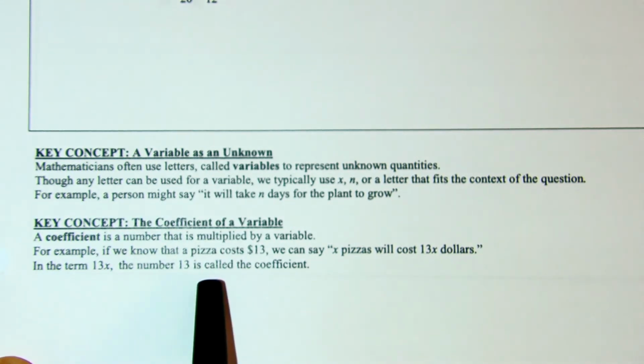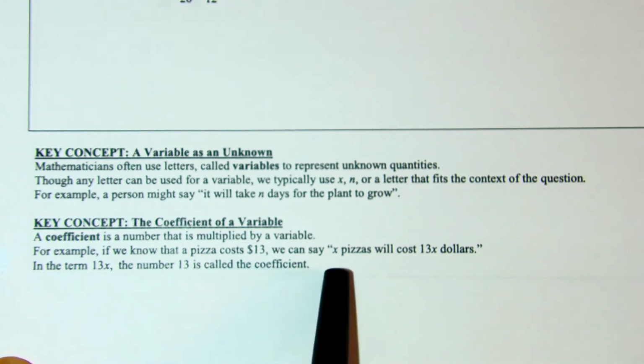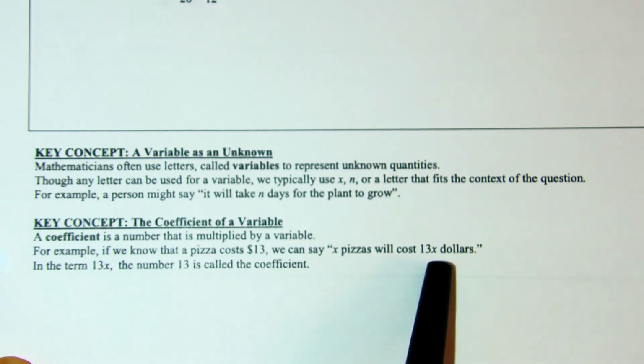Down here, coefficient. A coefficient is when you're multiplying a number by a variable. So in this quick example, they're showing that a pizza costs $13. That part we know. Sometimes we call it a constant because it's just a number. But if we don't know how many pizzas we're buying, we could call that X pizzas. And they're going to cost $13 each. So that would be a total of 13X. When you put the number in front of the variable, it implies that they're being multiplied.